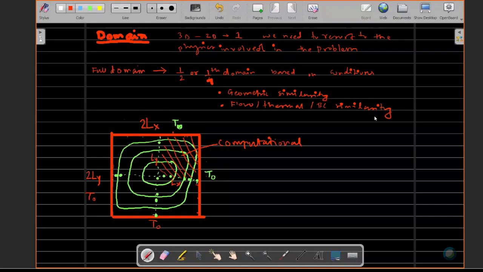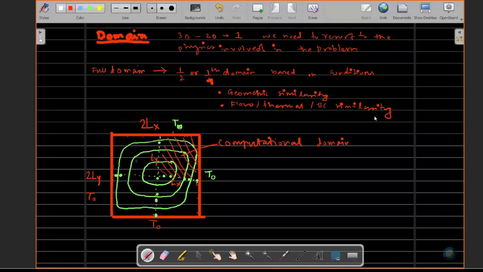The physical domain may be different. The computational domain can be a 1D, 2D, or a smaller size domain, and then you have to give appropriate boundary conditions. So it has to have some basis. And having this small computational domain reduces the unnecessary time which we might need to spend.